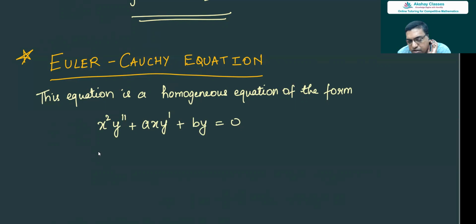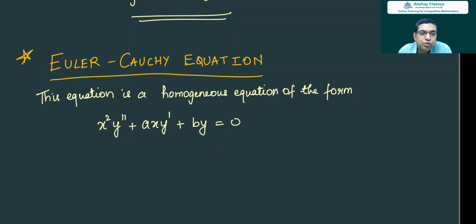So look at the coefficients. With the double dash, there's a square term, x raised to power 2. With single derivative, there is a linear term x, and with the function as it is, there is no term. So this type of equation is called as the Euler-Cauchy equation. Now it's a homogeneous equation.